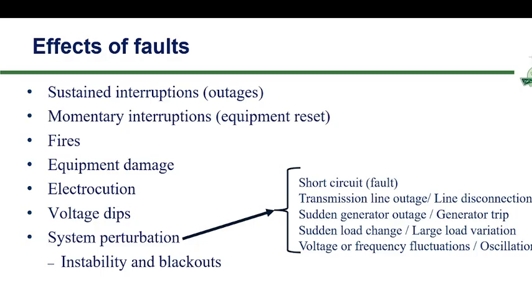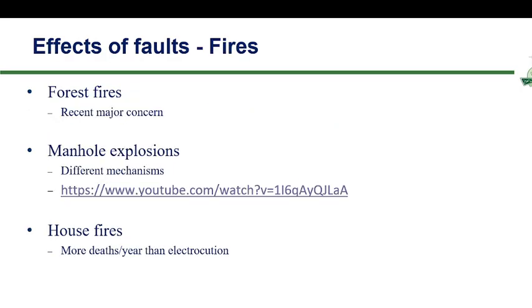Additionally, they often result in voltage dips and overall system disturbances. And as indicated on the right, events like short circuits, line disconnections, sudden generator trips, or large load changes can trigger voltage and frequency fluctuations, and it can lead to oscillation in the power systems. If not properly managed, these disturbances can escalate into instability and widespread blackouts, highlighting the importance of fast protection and control mechanisms.